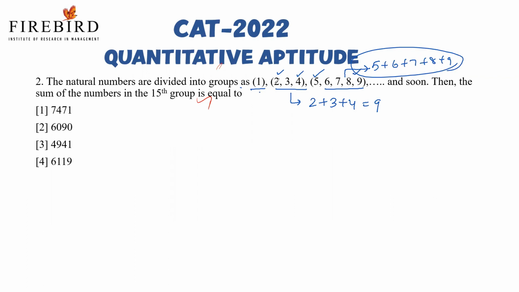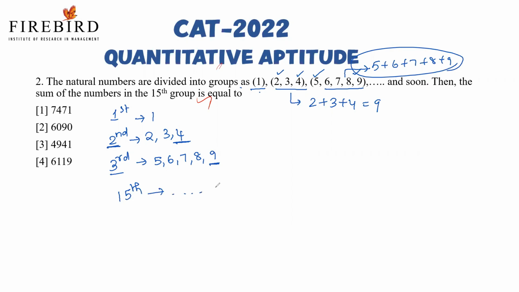So you should know this logic. If I take the first group, it starts with 1. If I take the second group, 2, 3, 4. The second group ends at 2 square, 4. You should be able to find out the relation. If I take the third group, 5, 6, 7, 8, 9, the third group ends with 3 square, 9, right? You should be able to find out the relationship. Similarly, the 15th group will end with 15 square, that is 225. So I can easily find that the last term of the 15th group is 225.